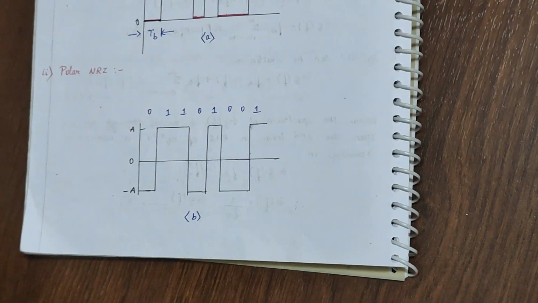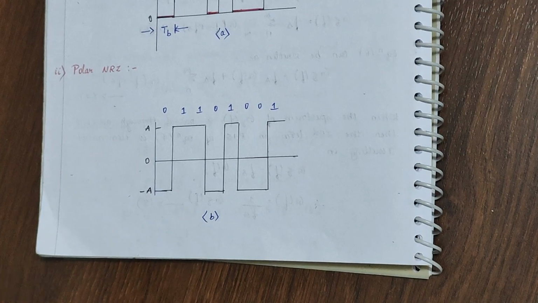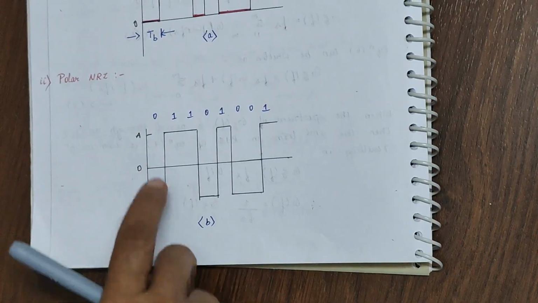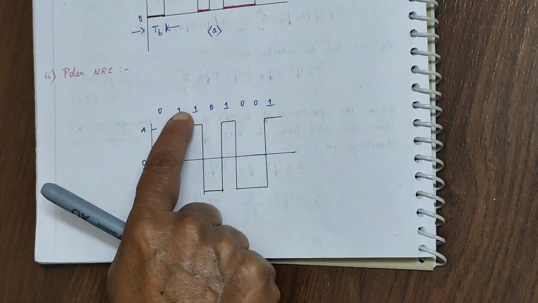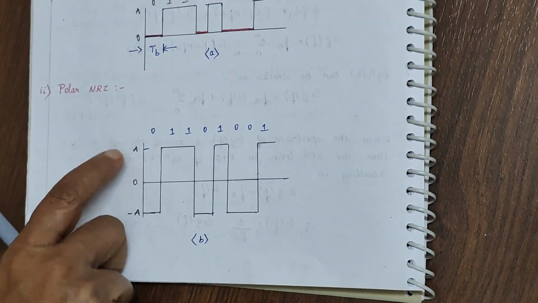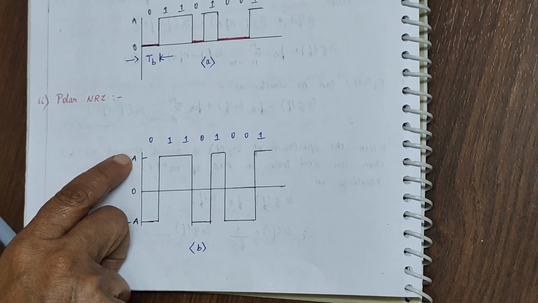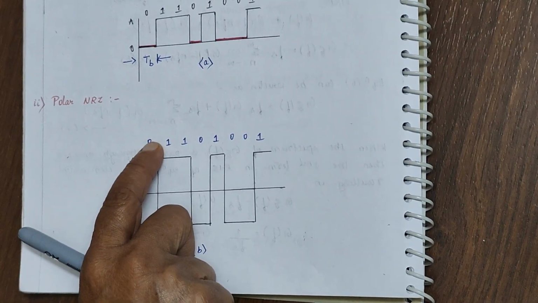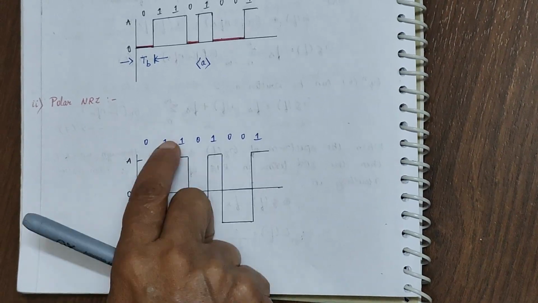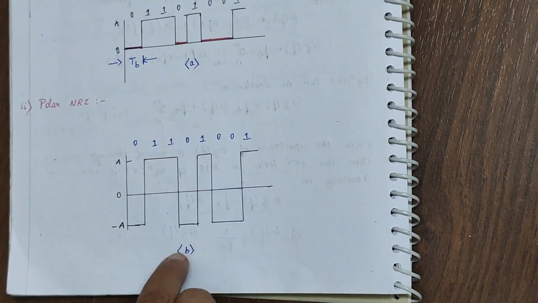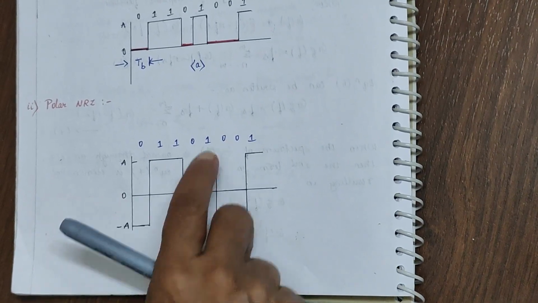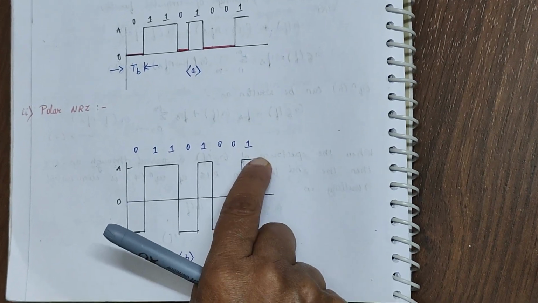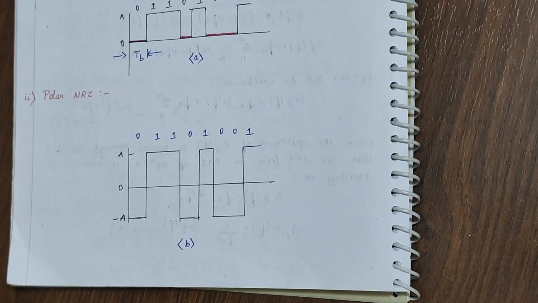Now let us see the next type, polar non-return to zero. In polar non-return to zero, there are two polarities. Symbol 0 is represented by minus 1, and symbol 1 is represented by plus 1. So here we have marked the amplitude levels, minus A and plus A. Symbol 0 is minus 1, symbol 1 is plus 1. So let us draw for some other data stream.